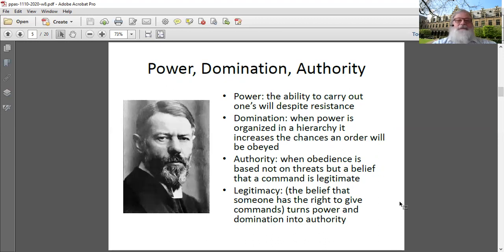Power, in its most overt and most observable sense, is the ability to carry out one's will despite resistance. If A can convince B to do something that B would rather not do, A has power over B.